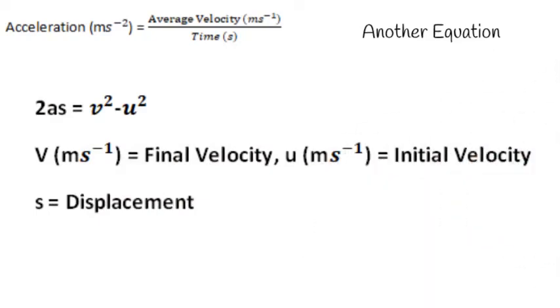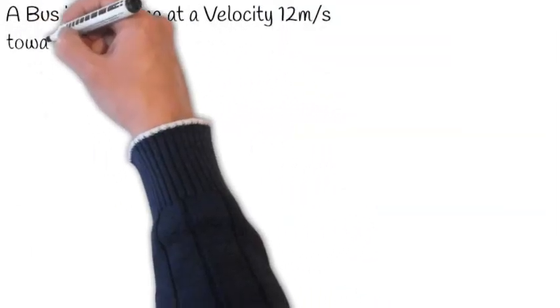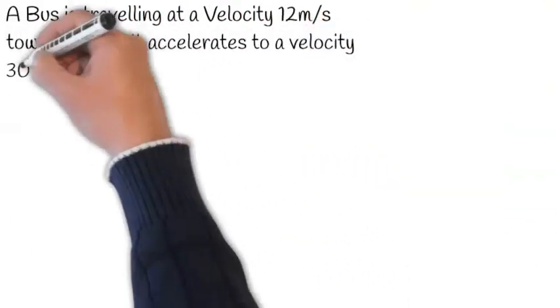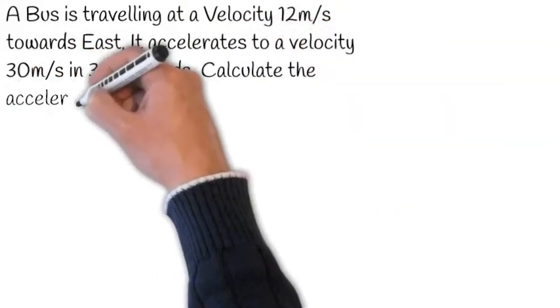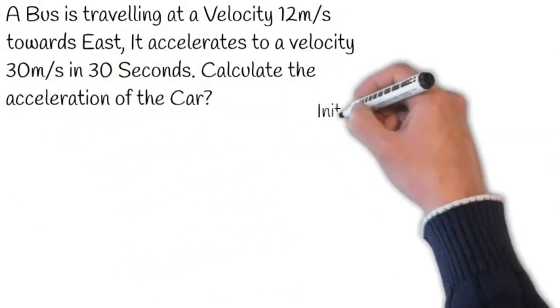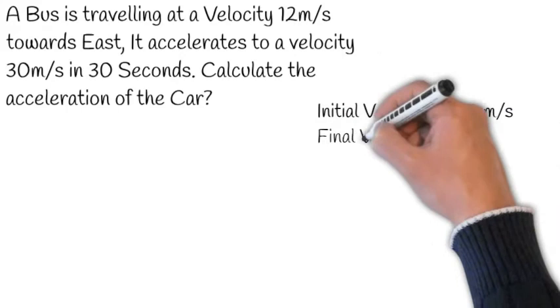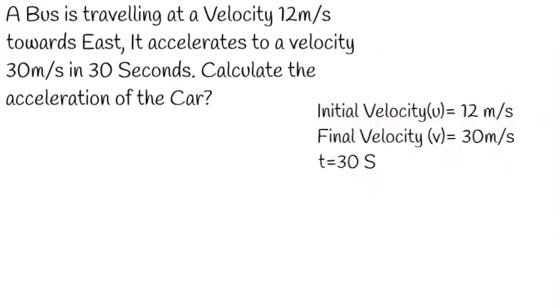So the second equation is 2as equals v squared minus u squared, where v is the final velocity, u is the initial velocity, and s is the displacement. For example, a bus is traveling with an initial velocity of 12 meters per second and a final velocity of 30 meters per second in 30 seconds. Calculate the acceleration of the bus.